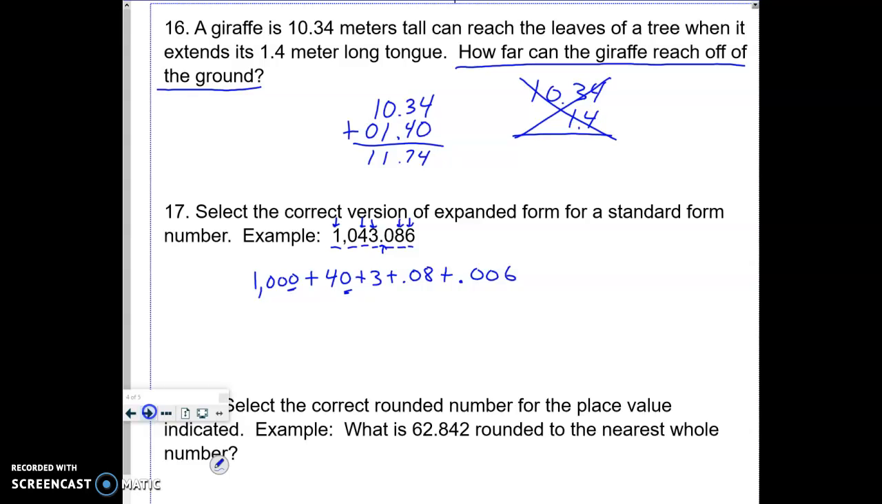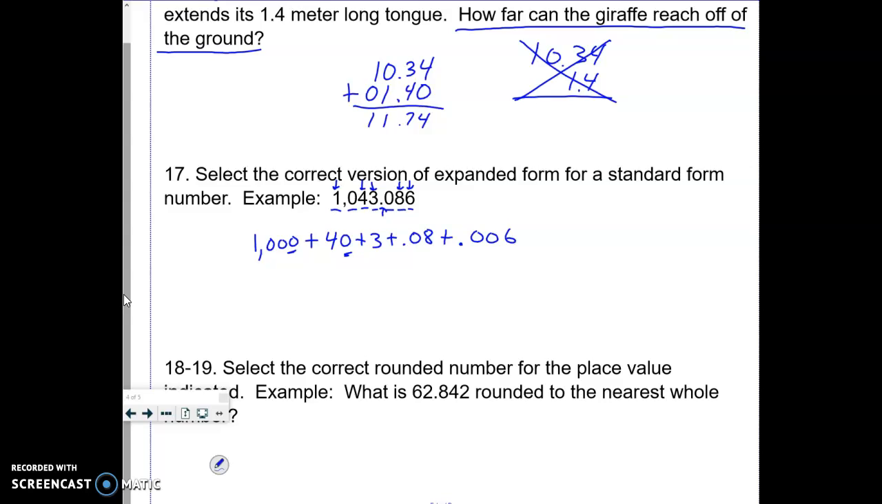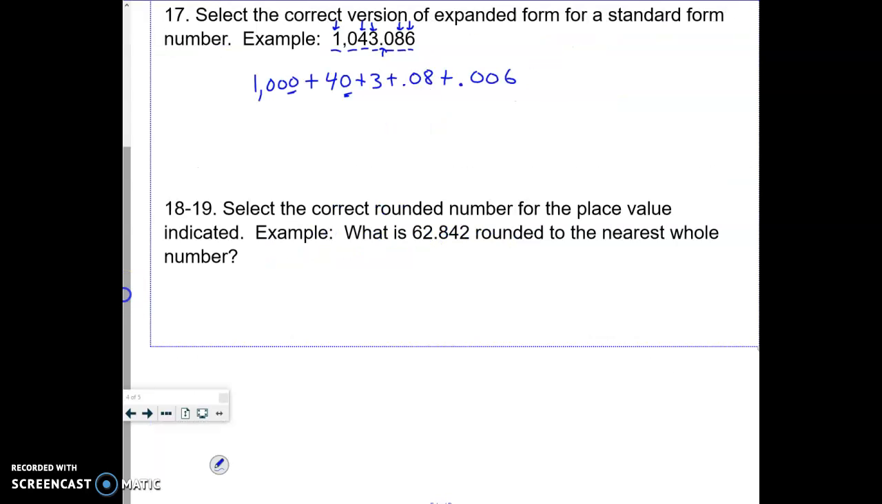That's kind of my checkpoint and how I make sure that those things work in that respect. All right. Questions 18 and 19 are rounding questions. Again, they're going to tell you what place value to round it to. So the example here is what is 62.842 rounded to the nearest whole number.